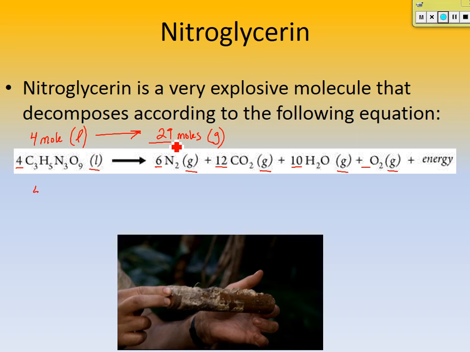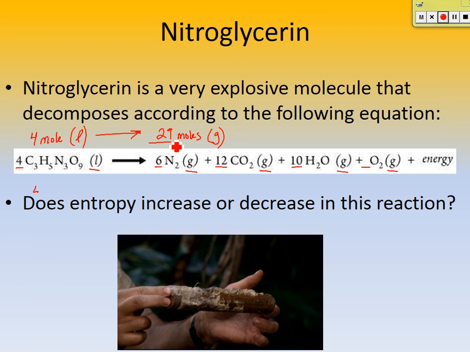So that's why with nitroglycerin there's just so much disorder in the products that it's going to be favored to go that way. It's going to be spontaneous to go that way. And that's why it's so dangerous. It's really a dangerous chemical to handle.